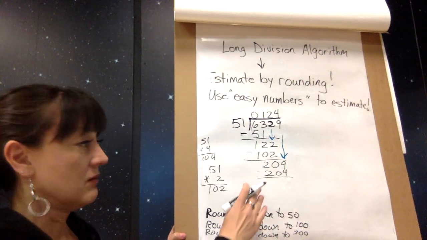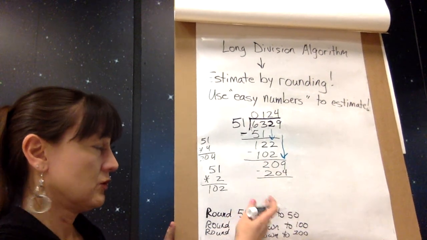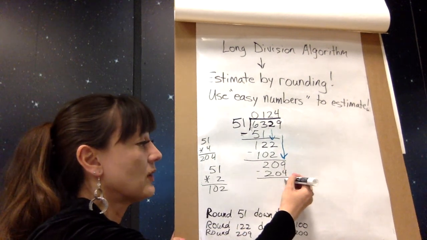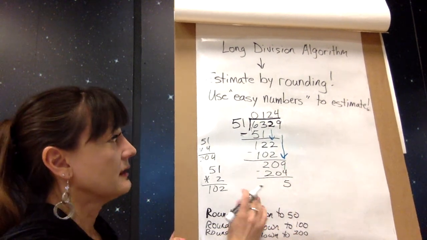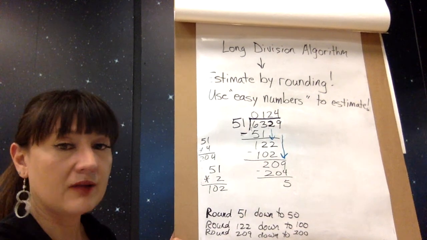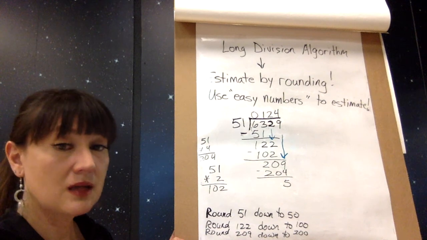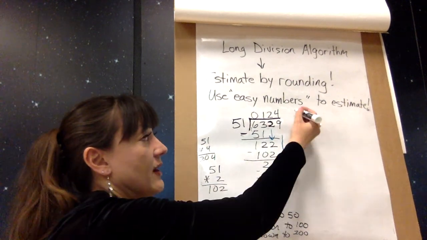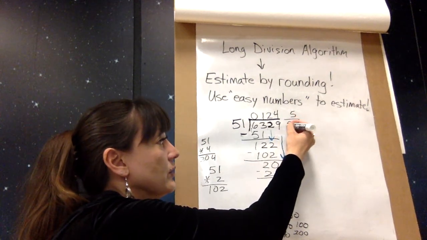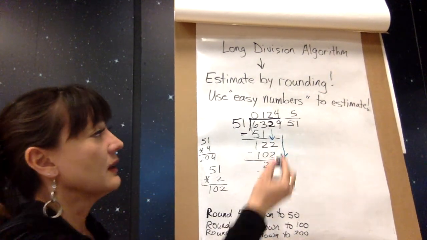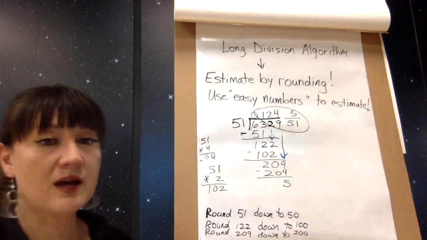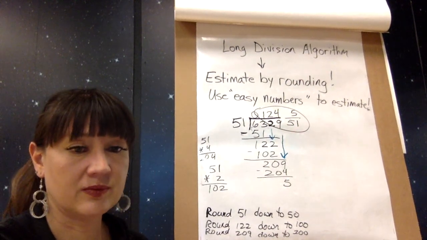And I'll go ahead and do my traditional subtraction algorithm. And 9 minus 4 is 5. And there's nothing else to bring down. So I have a remainder of 5. And turning that into a mixed number, I'll go ahead and make 5 into a numerator, and 51 would be the denominator. Therefore, my answer is 124 and 5/51.